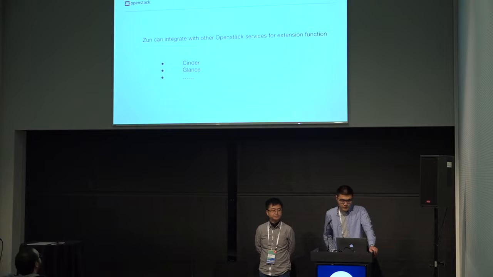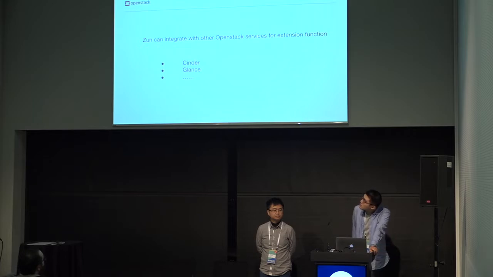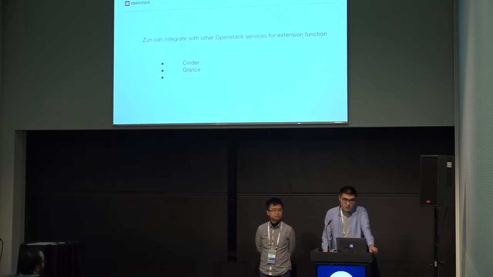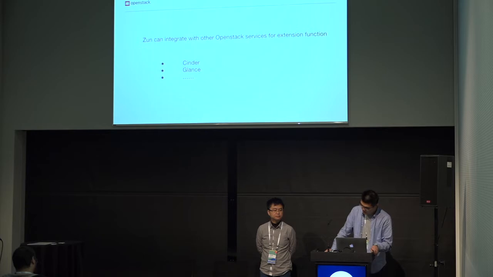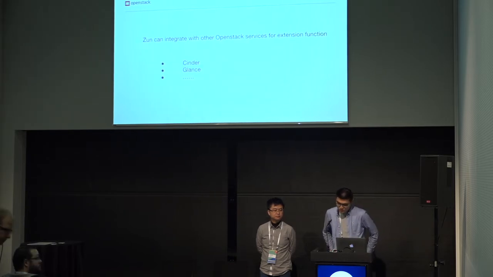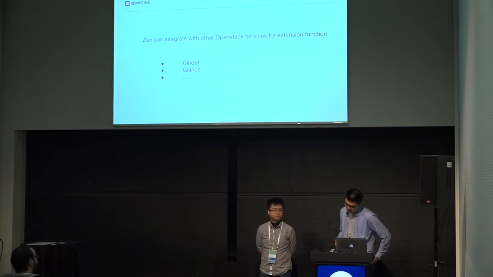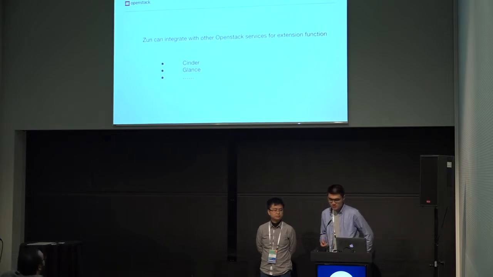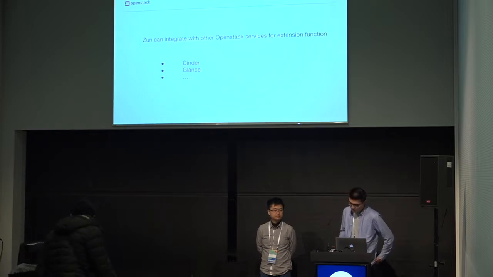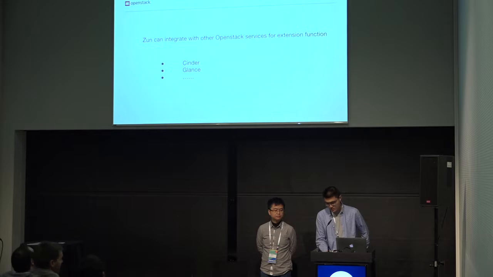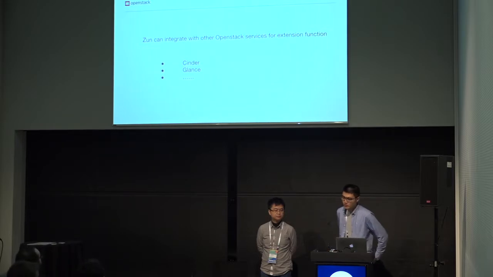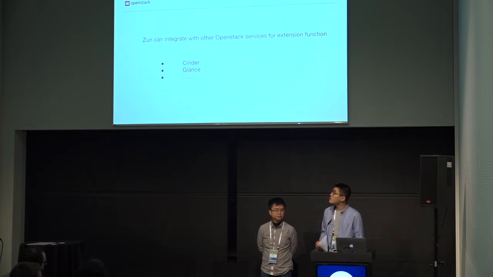So we can also use other OpenStack services for extension functions, that you can see, Cinder and Glance. In actual business, sometimes we need to save data for a long time. So the way we support it is to use Cinder. With Zoom using Cinder, we can create a container. The user can choose to mount the Cinder volume to the container. A Cinder volume can be an existing volume or a newly created volume. Each volume will be bound to a path in the container file system, and the data stored under the path will be persisted.